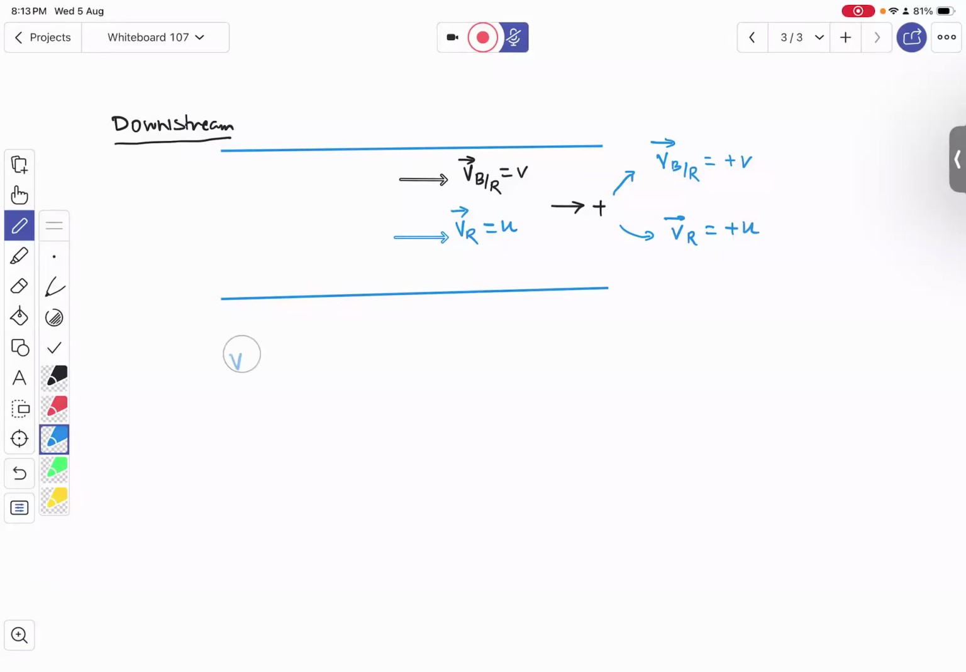Adding both of these, the velocity of the boat with respect to the river and the velocity of the river, gives us the velocity of the boat from the ground frame. So that will be U plus V. Correct. Plus is taken as the downstream case, or the rightward direction in this case.